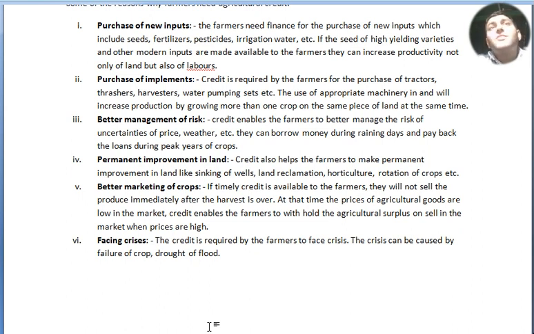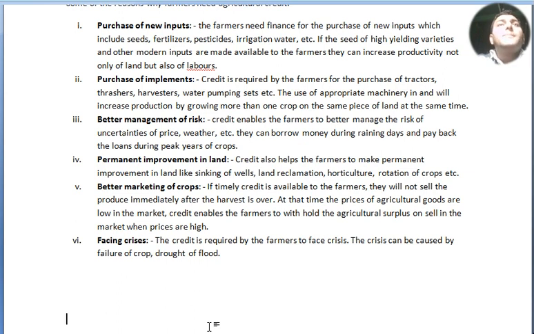Point number 2. Purchase of implements. Credit is required by the farmers for the purchase of tractors, threshers, harvesters, water pumping sets, etc. The use of appropriate machinery will increase production by growing more than one crop on the same piece of land at the same time.